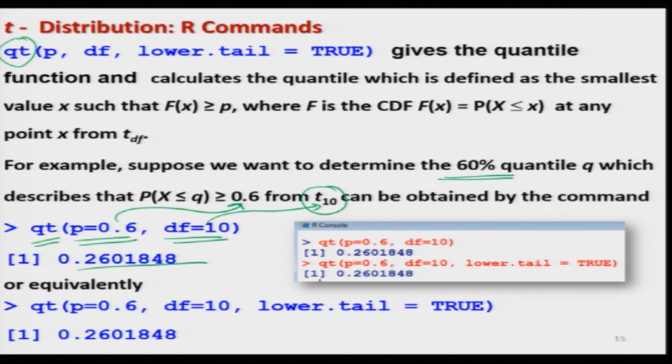Similarly, if you use the option lower.tail equal to TRUE, it will give you the same value. That is the default option.